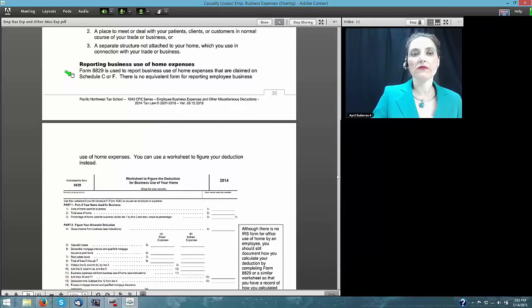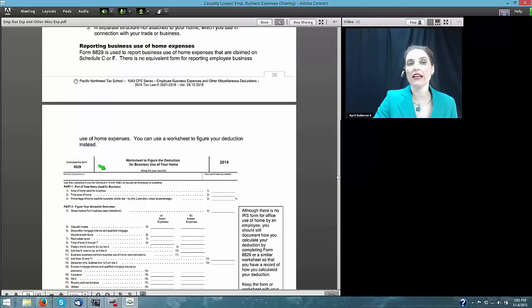Reporting business use of your home. Now, when you're filling out a Schedule C or a Schedule F and you're claiming business use of home, the IRS actually provides a form. It's 8829. But when you're filing business expenses and claiming them as an employee on Schedule A, there actually isn't a form. So you really have to figure your home office deduction using the same rules that would apply if you filled out 8829. So you could just go ahead and complete 8829 as if it was a worksheet and then save it with your records.